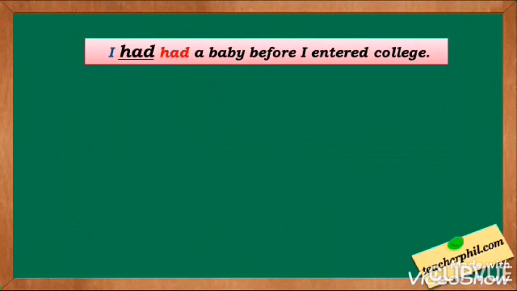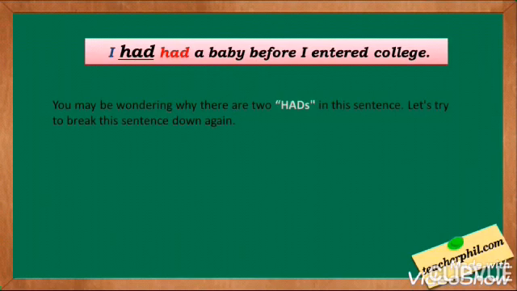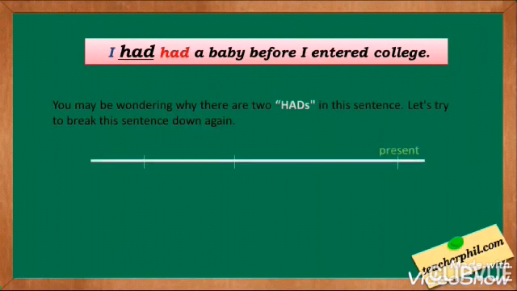Another example, I had a baby before I entered college. Here we have two actions. The first action is had, and this is the past perfect. And the second one, the past simple, I entered college. You may be wondering why there are two hads in the sentence. So let's try to break this sentence down again.